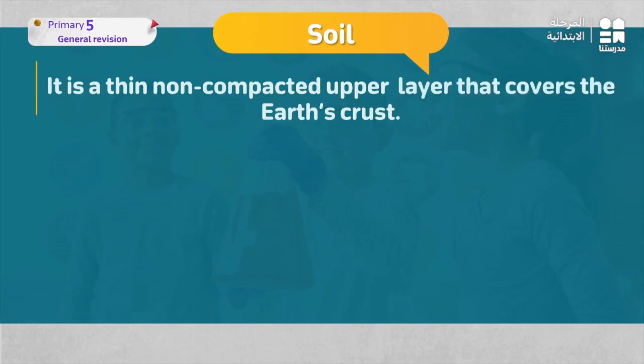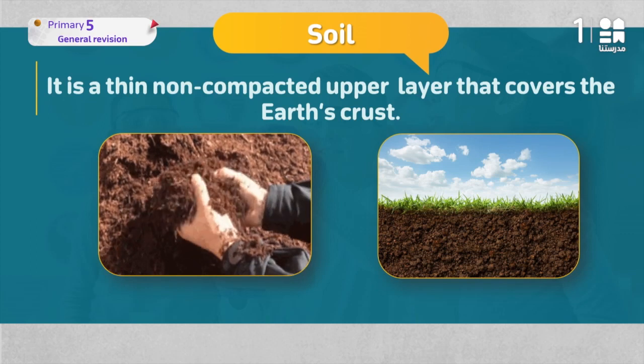تعالوا دلوقتي نروح لunit number 3 which is about the soil. أول lesson في unit 3 which is the soil components. فالأول عرفنا يعني إيه soil بعد كده عرفنا الcomponents اللي موجودة في الsoil. طب تعالوا نفتكر يعني إيه soil. It's a thin non-compacted upper layer that covers the earth's crust.